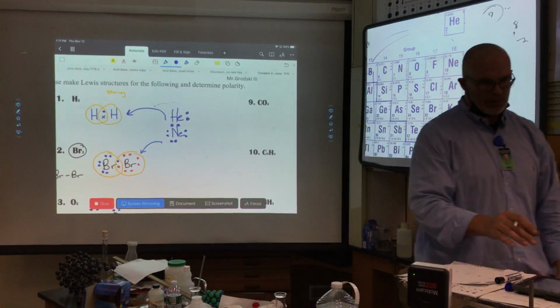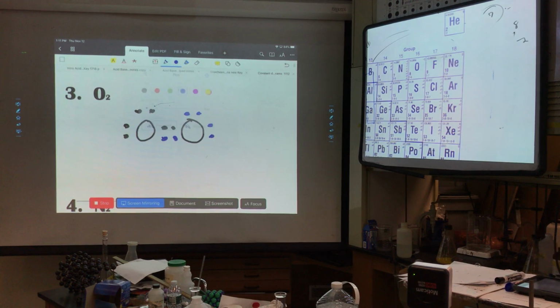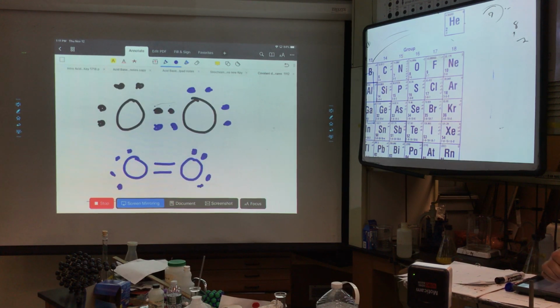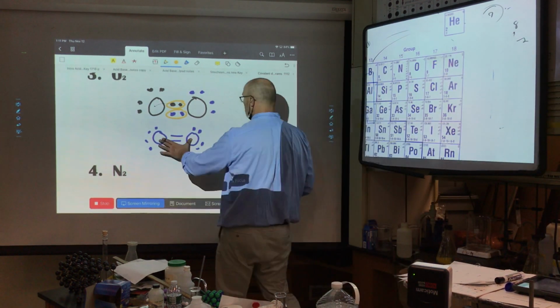Okay, moving on. O2, now we're not done with this. We just saw that there was what? 2 pairs. So party people, watch this. Oxygen is double bonding with another oxygen. Because every dash is a pair of electrons. That's a pair of electrons. And that's a pair of electrons. So oxygen is double bonded.